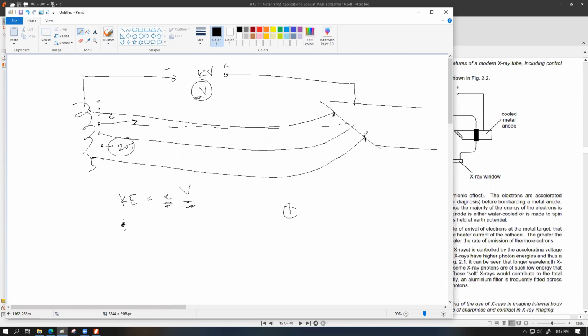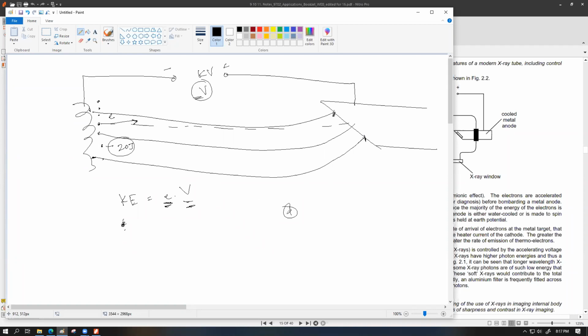This rapid, sudden deceleration of the electrons as they hit the metal target will cause them to release some energy, and that energy release is basically what the X-ray photon is. Now, why do we have a range of these X-ray photons? Because multiple things can happen.